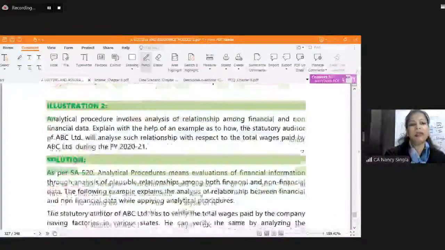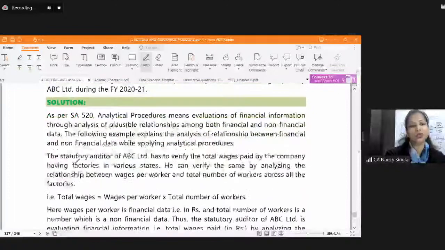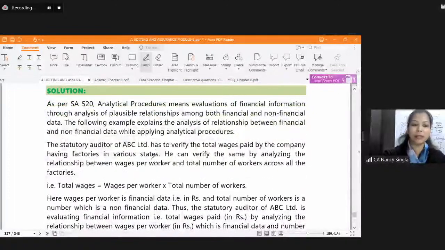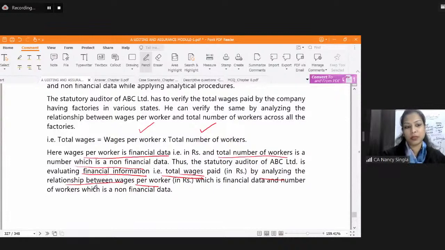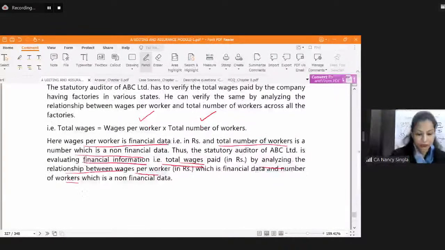And how to learn this definition? The example that we discussed about wages per worker and total number of workers, this you can just read. Here wages per worker is financial data. Total number of workers is non-financial data. The statutory auditor is evaluating financial information, that is total wages, by analyzing the relationship between wages per worker and the number of workers, which is non-financial. Clear?